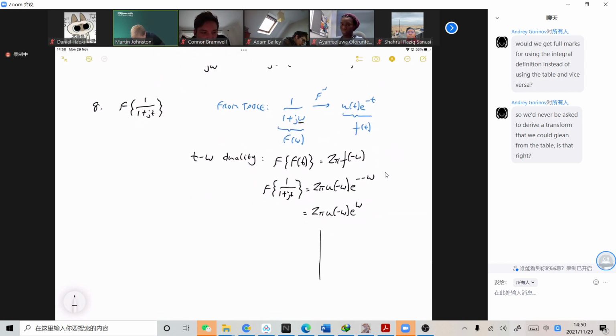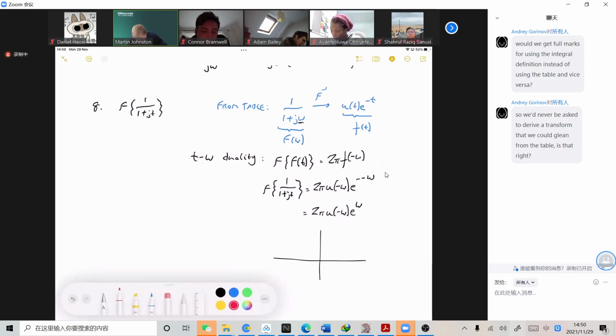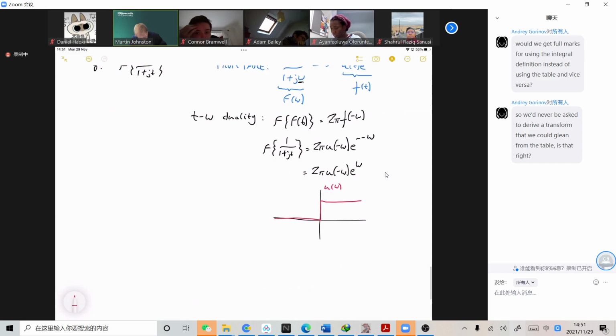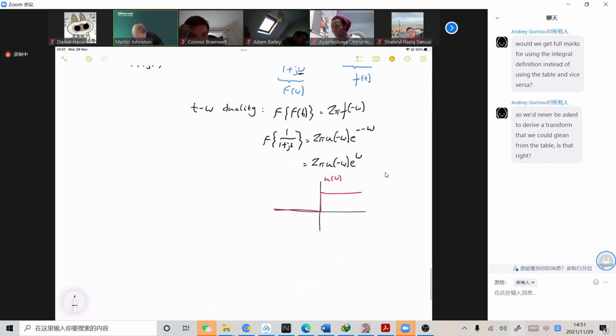So when you have a step function, it looks like this. So that's u of omega, okay, and therefore u of minus omega would look like this. So we have to stay with u of minus omega. We can't simplify it to u of omega because it's a different function. Okay, so this is the final answer on that one.